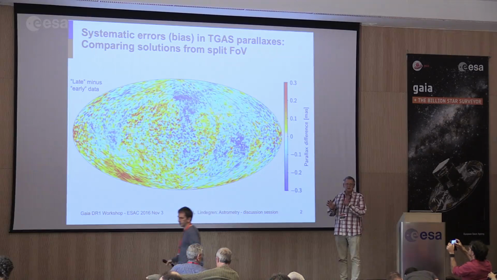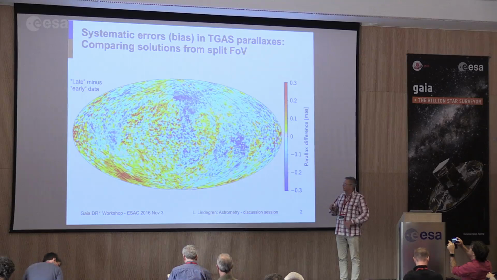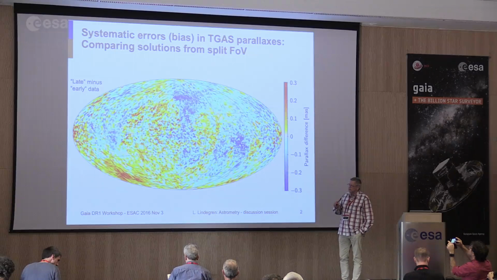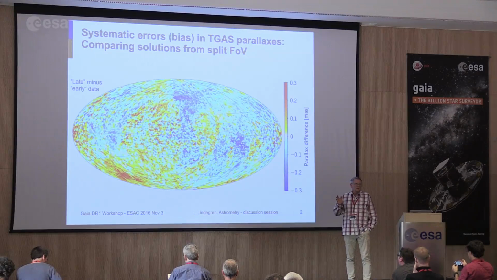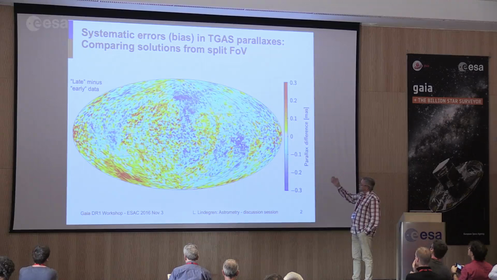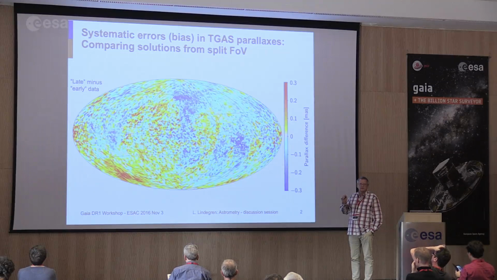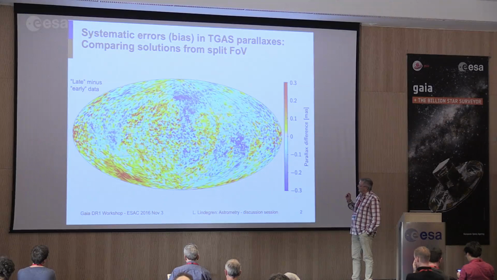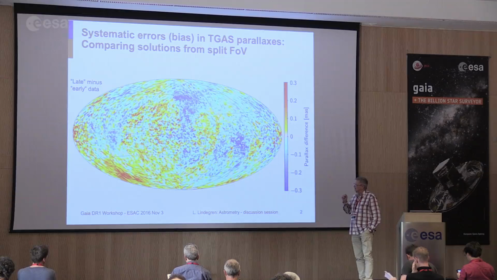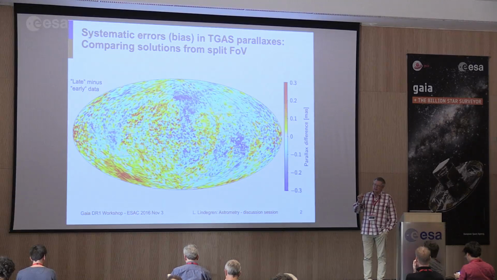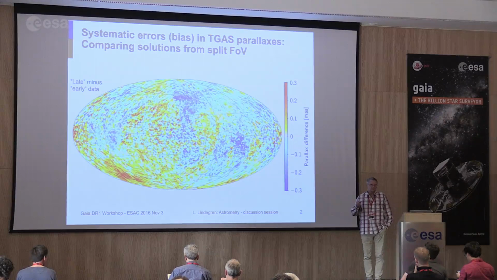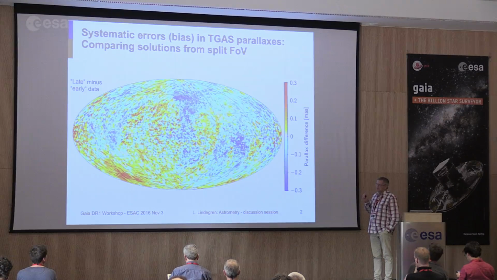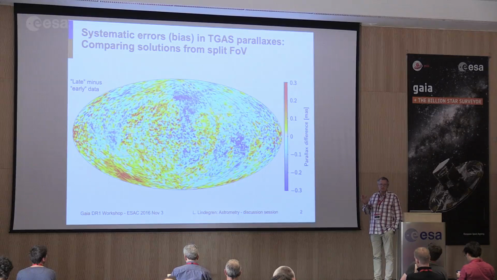two subsets of the data, the early and late part of the field of view. And one question was, how can, for example, chromaticity in the instrument cause systematic differences between these solutions that are different in different parts of the sky? It's an interesting question, and I've not studied it deeply, but I think it can be understood from the way the parallax determination is done.